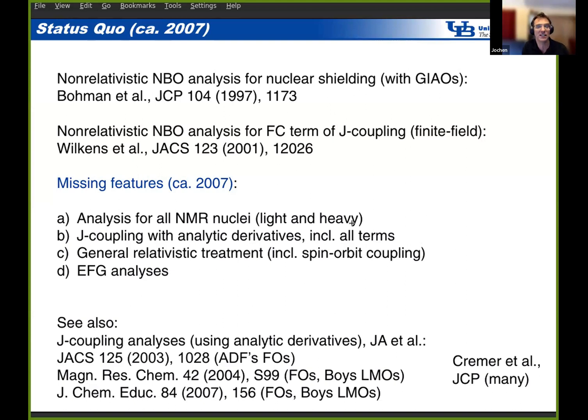Okay, so NMR shielding, J-coupling, fully analytic. We want a relativistic treatment that is as general as possible, but also simple. So we do this with spin-orbit coupling and the zeroth order regular approximation, or ZORA Hamiltonian. And later I'll also show you quickly how to apply this to analysis of electric field gradients. Some of the references are shown here. If you like, look them up later, please.